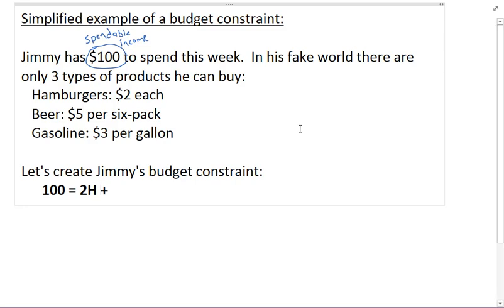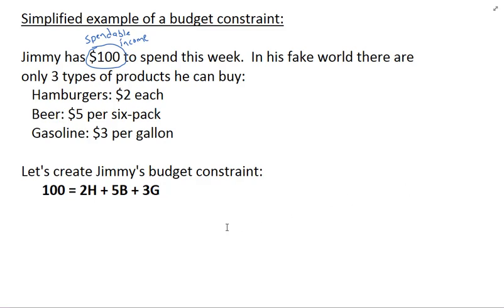And we put a plus sign. We put the price of beer, 5, and we have to have a letter that represents quantity of beer. So I'll use B. B for quantity of beer. So B is a number. It's the quantity of beers that Jimmy buys. It doesn't just mean beer. B is not short for beer. B is short for quantity of beers that Jimmy buys. And then we need the price per gallon of gasoline and a letter that represents that.